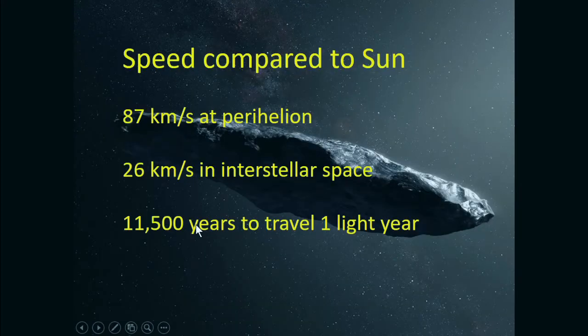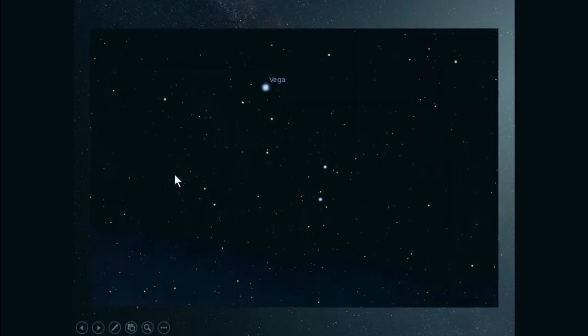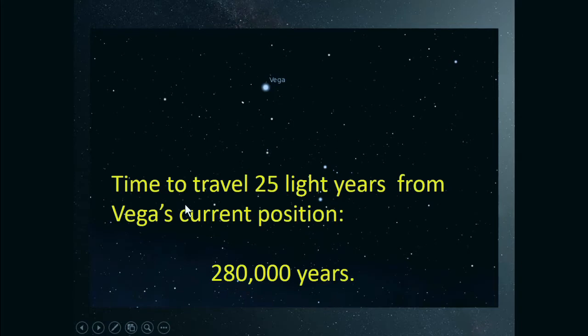Okay, its speed compared to the sun was 87 kilometers a second at perihelion, and in interstellar space it's 26. My calculations are that it's about 11,500 years to travel a light year. Now, it comes from the area of Vega, that, of course, is fairly high up. And I estimate it would take about 2,800 years to get to where Vega is now.